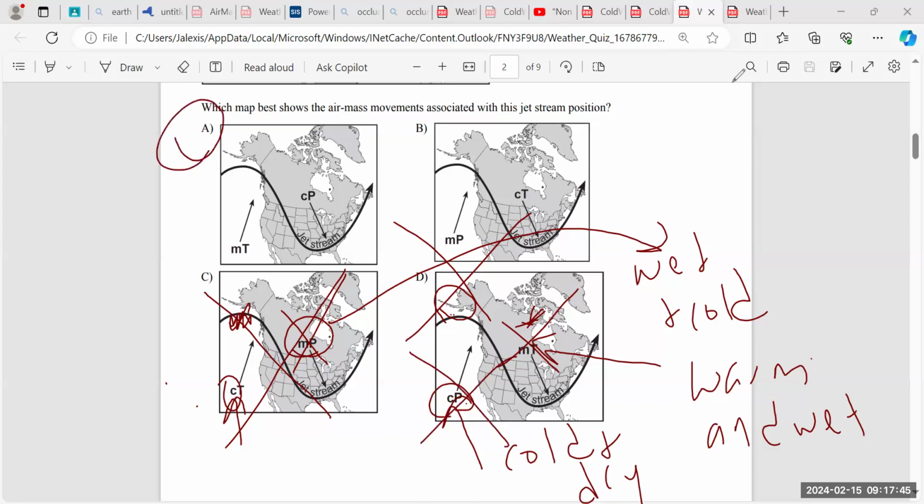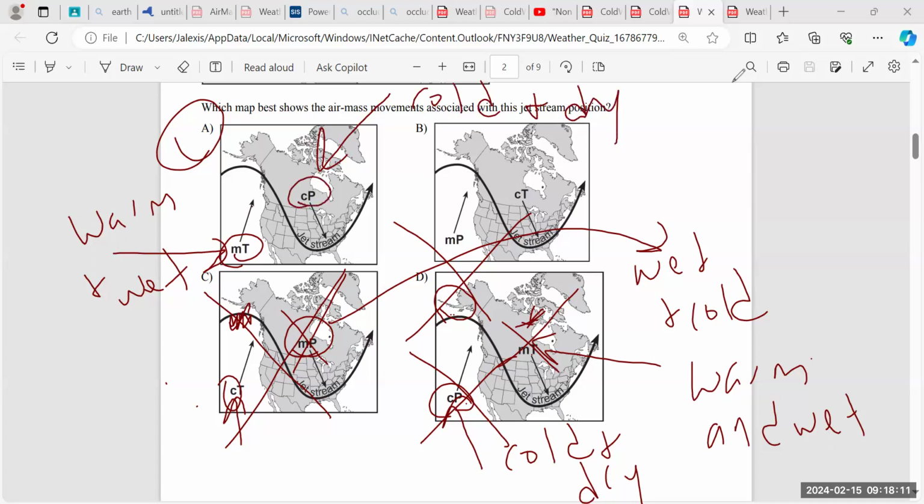That's why the correct answer is A, right? Warm and wet air mass was created right here. It makes sense. It was created in the water and it was created in a warm location, traveling upwards because of the jet stream. And we have a cP air mass, right? Cold and dry, which makes sense because this air mass was originated on land, which represents as dry, and it was originated in the northern part of Canada where it is cold. So A is the correct answer. It holds itself to be true.